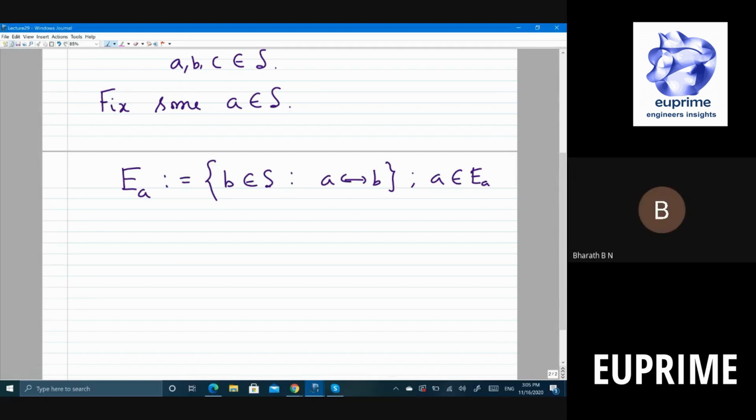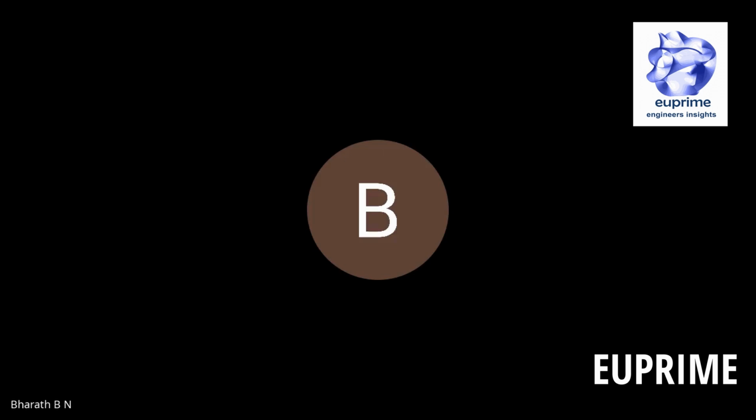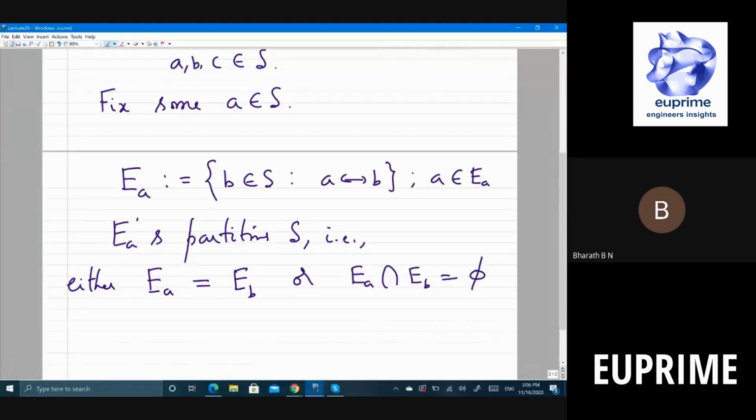So now the idea is this: the EA partition S. What do you mean by that? If you take, for example, EA and EB, so you take two sets, either EA will be equal to EB, or if you take the intersection of these two, it will be null. This is what you should prove. You agree?